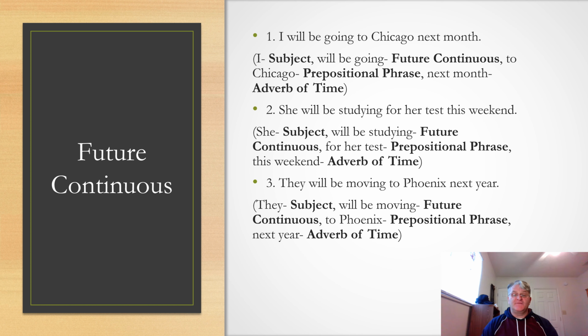They will be moving to Phoenix next year. Wow, lucky them. No more winter, living in Arizona. So they will be our subject. Will be moving is our future continuous. To Phoenix is our prepositional phrase. Next year is our adverb of time. So these are all parts of a future continuous sentence.